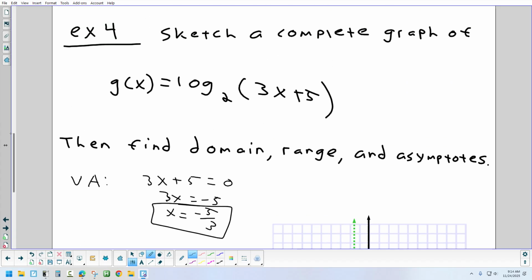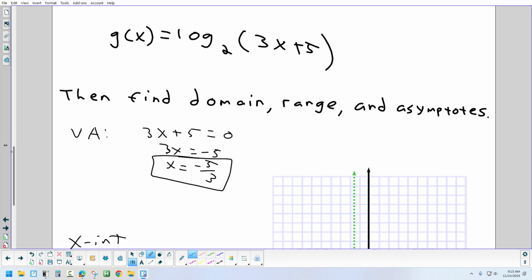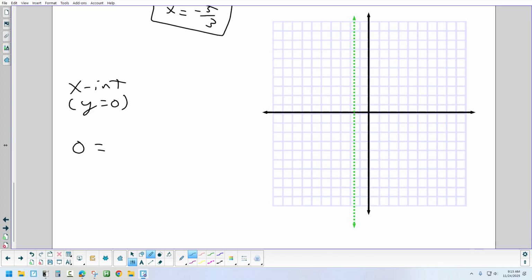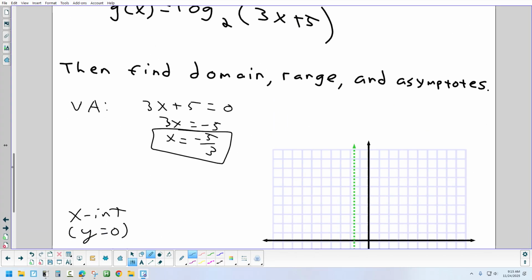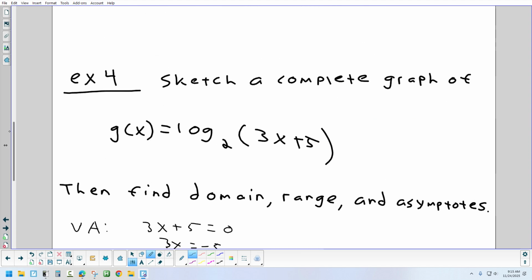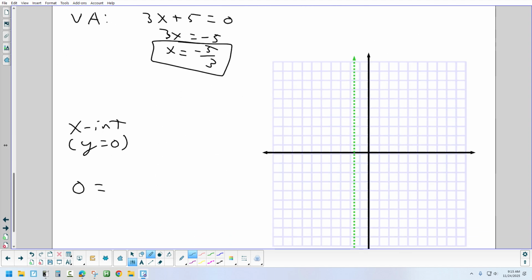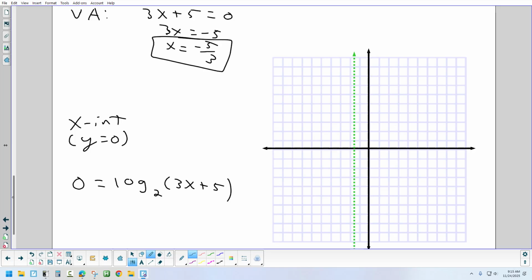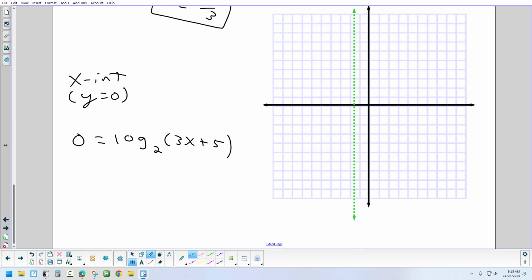That's when you plug in 0 for y. So g of x, and then solve. So we've got 0 equals log base 2 of 3x plus 5. So that's an equation in log form. How are we going to solve it?